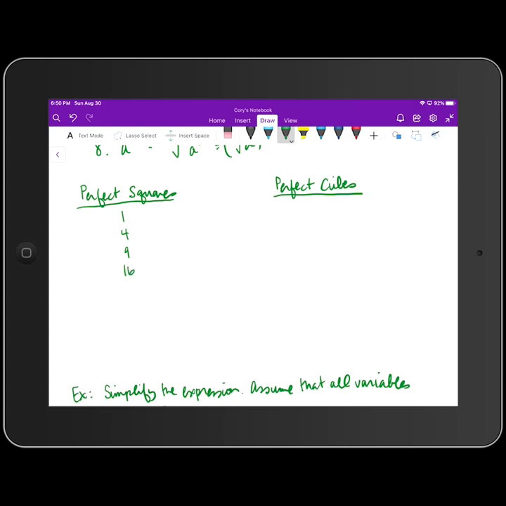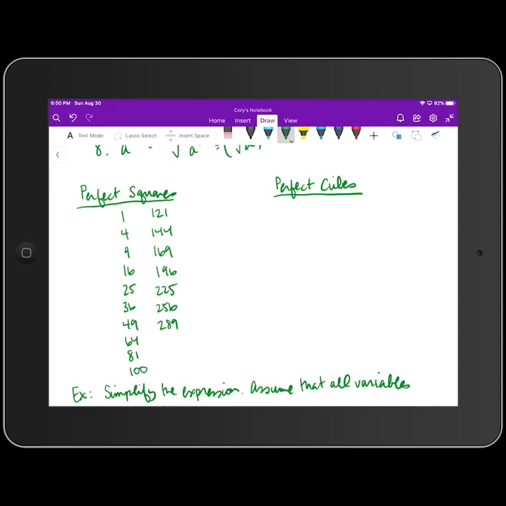4 squared is 16. 5 squared is 25. 6 squared is 36. 7 squared is 49. 8 squared is 64, 9 squared is 81, 10 squared is 100. I'll do a few more. So 11 squared is 121, 12 squared is 144, 13 squared is 169, 14 squared is 196, 15 squared is 225, 16 squared is 256, 17 squared is 289, and that's more than enough.